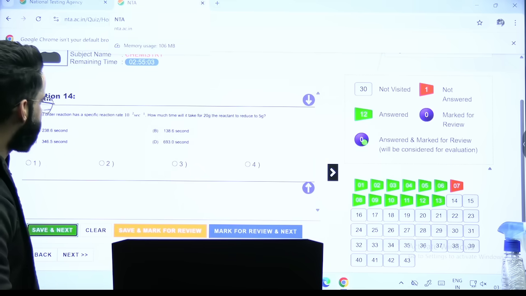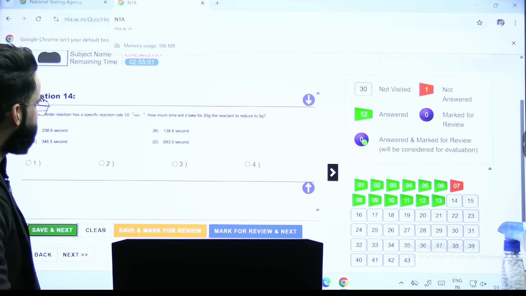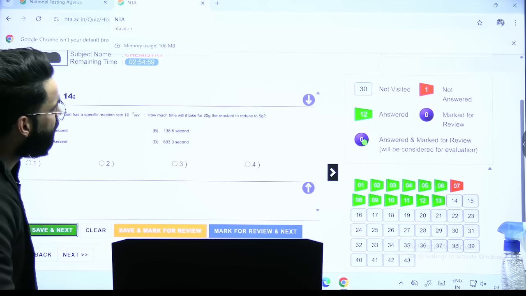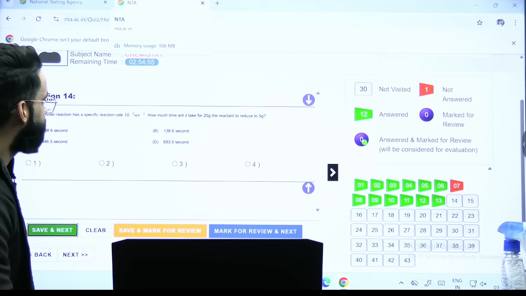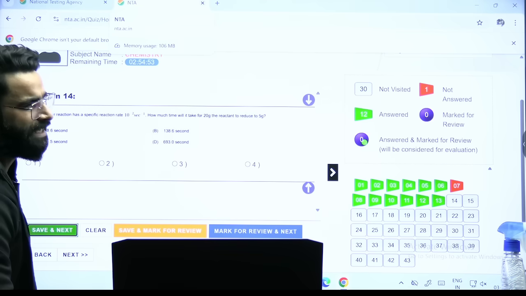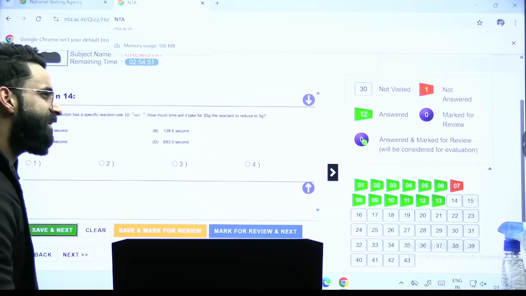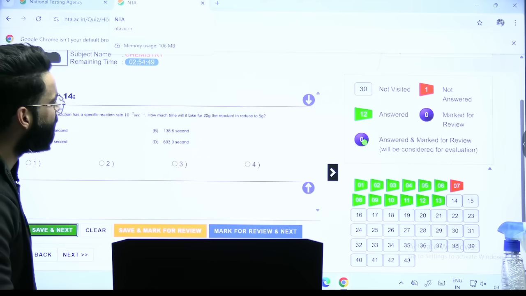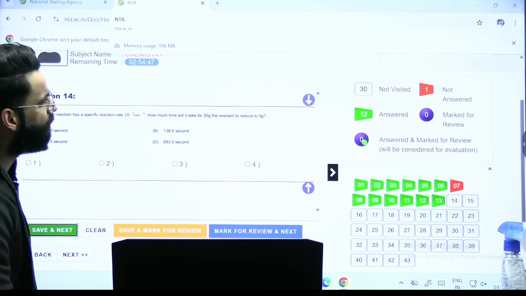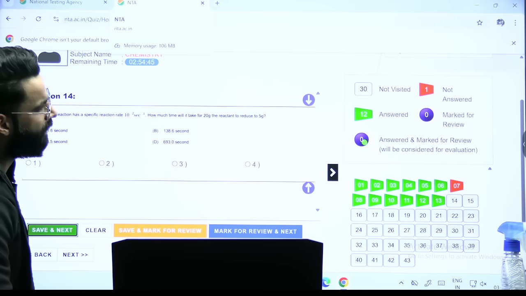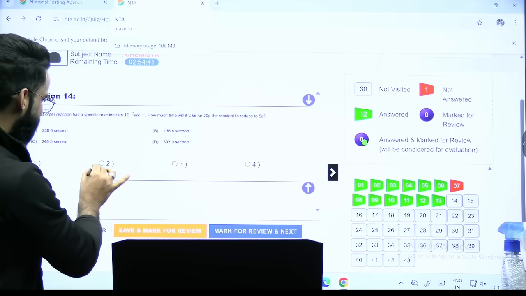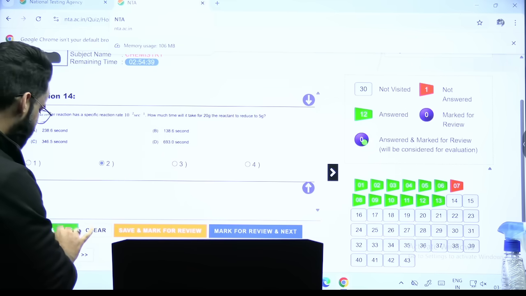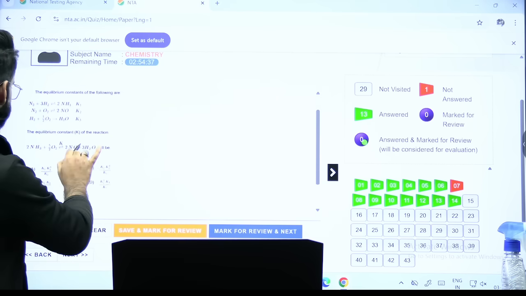A first order reaction has a specific rate of 10 raised to minus 2 second inverse. How much time will it take for 20 grams of the reactant to reduce to 5 grams? So it is going to be 2.303 divided by K. K is 10 raised to minus 2, so it becomes 230 log of 20 divided by 5, which is log of 4. Log 4 is 0.6. 230 into 0.6 will be 100 something. So option B. Going with B again, right? Moving on to the next one.